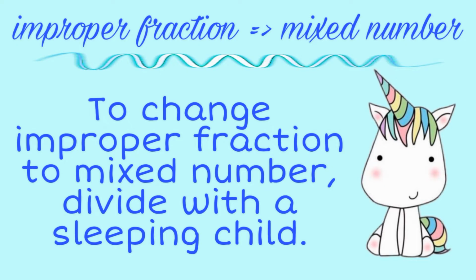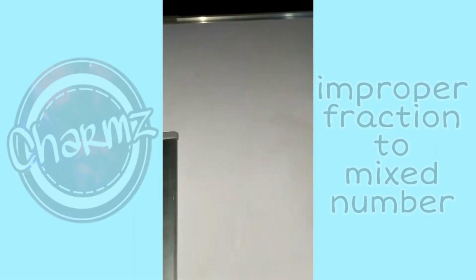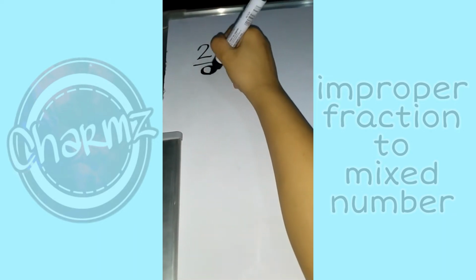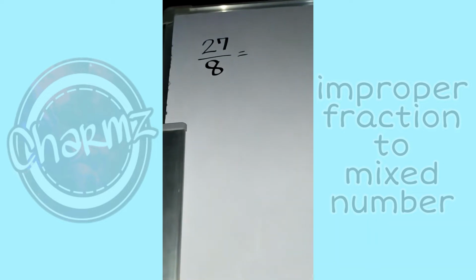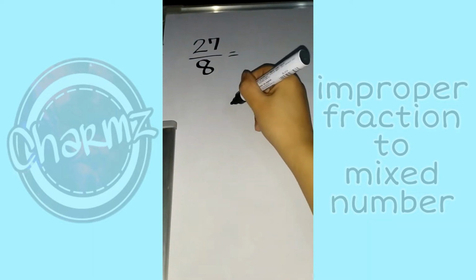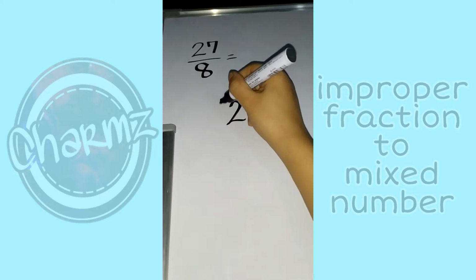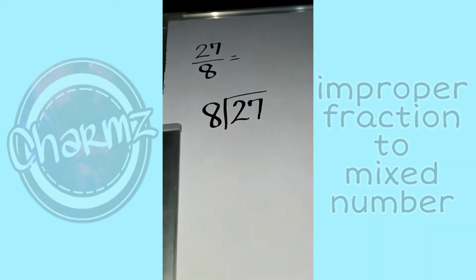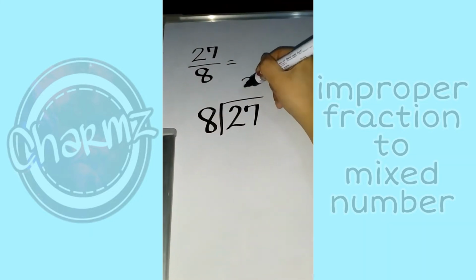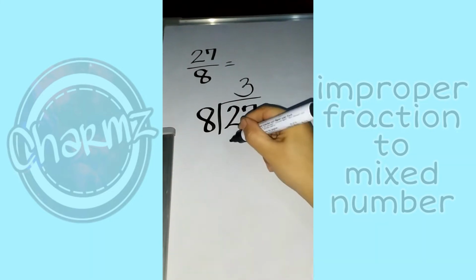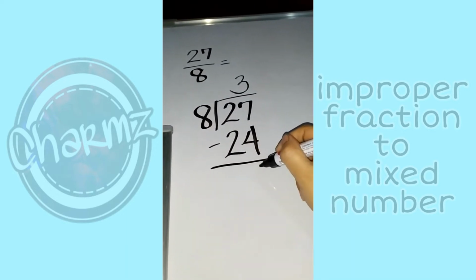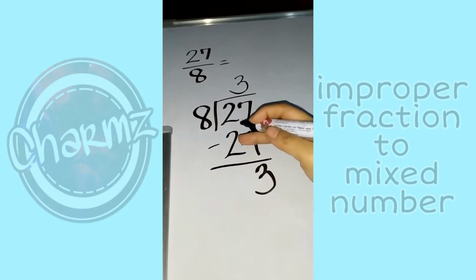To change improper fraction to mixed number, divide with a sleeping child. Let us change 27/8 into mixed number. So to change that, we have to divide 27 by 8, or the numerator by the denominator. So 27 divided by 8, we have 3. 3 times 8 is 24. Then subtract 27 minus 24 is 3.